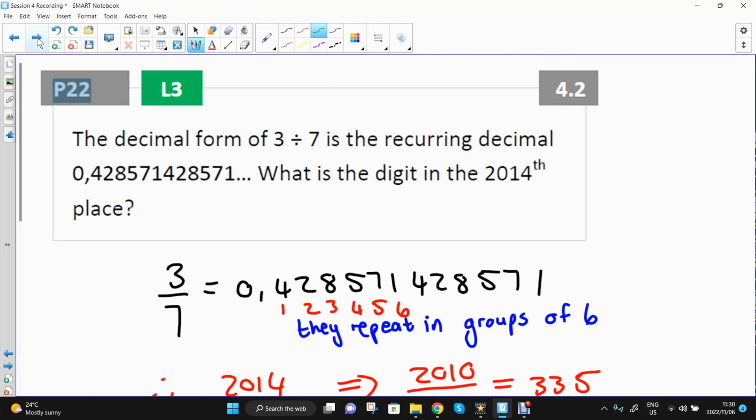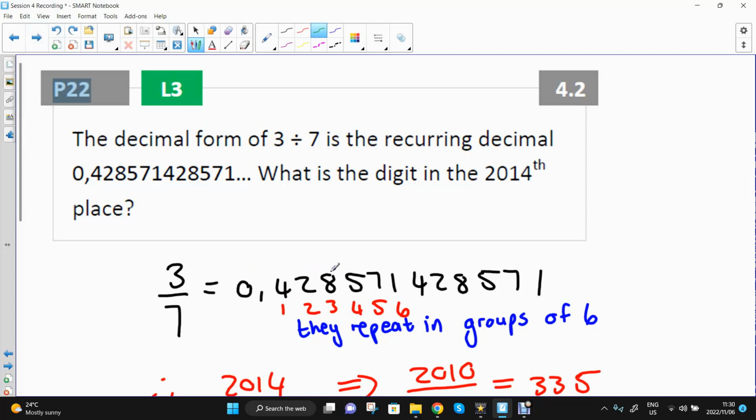The decimal form of 3 divided by 7 is the recurring decimal 0,428571 428571. What is the digit in the 2014th position or place? Now, this is a very common question in Maths Olympiads, and you need to check what the pattern is, what is the group pattern that is repeated. So I tried to write that out for you here at the bottom.